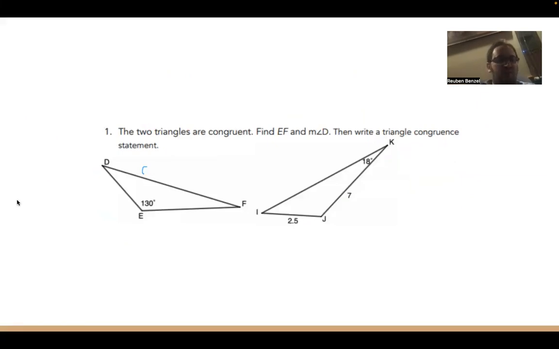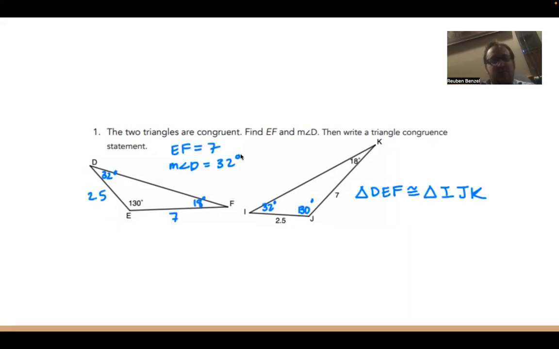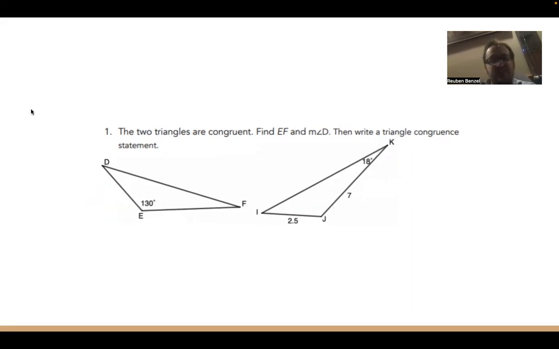All right, so example one says that the two triangles are congruent. You're going to find EF and the measure of angle D, and then write a triangle congruence statement. Our goal is to match the pieces of evidence. First things first, I like to match my pieces of evidence right off the bat. The 130 is the obtuse angle, so the obtuse angle in the other triangle needs to be 130 as well.